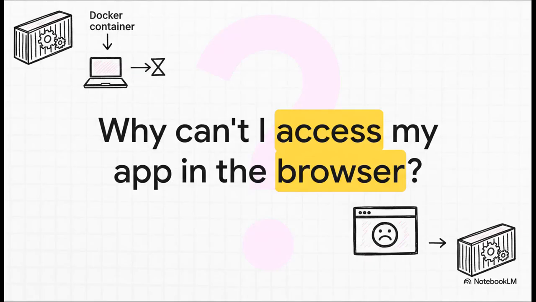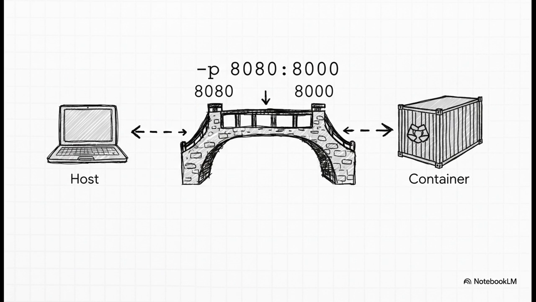Which brings us to a problem that trips up pretty much everyone when they're starting out. You run your container, you check the logs, everything looks perfect, but then you open your web browser, go to localhost, and nothing. It's blank. Why? Well, it's because by default, a Docker container is a totally isolated little box, completely cut off from your machine. And the solution is port mapping. That little -p flag is how we build a bridge from our machine into that isolated container.